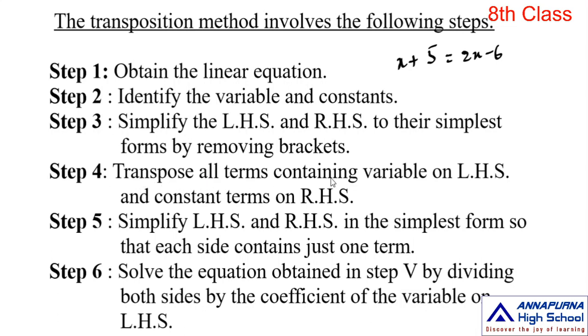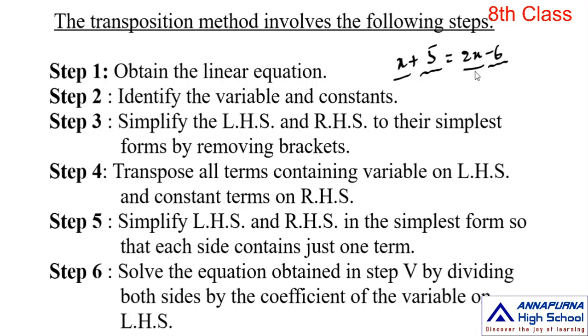Now come to the fourth step. Transpose all the terms containing variables to the left side and constant terms to the right side. In this mathematical statement, the terms that have variables you transpose to the left side, and the remaining, that means constant terms, you transpose to the right side. So in this equation, what are the variable terms? The x term is a variable term and 2x is a variable term. And what are the constant terms? Plus 5 is a constant term and minus 6 is a constant term.